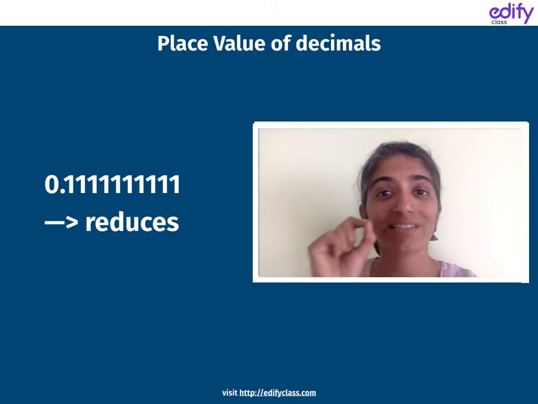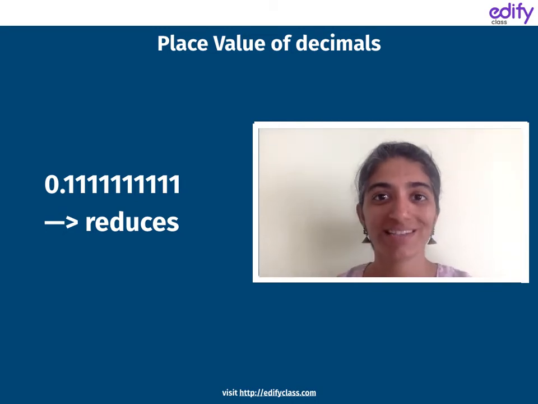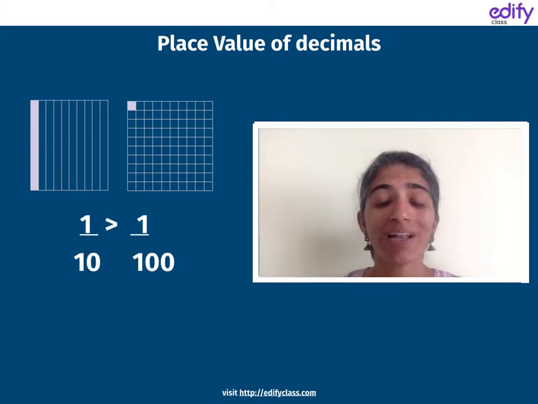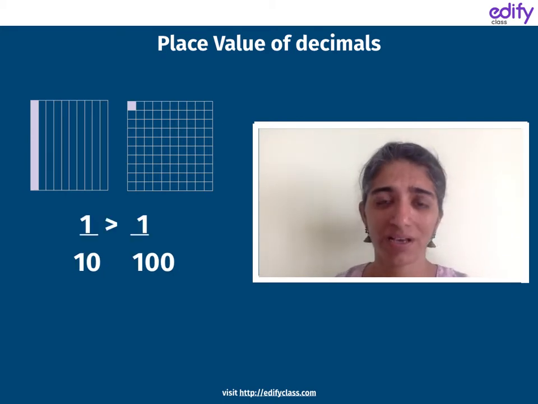So if you notice, there's one fascinating aspect here, which is that the value of the digit reduces as you move towards the right of the decimal point. So 0.1 is bigger than 0.01 because 1/10 is much bigger than 1/100th.